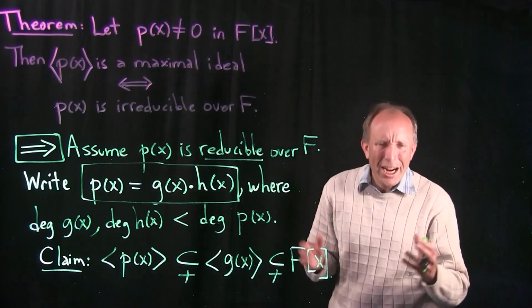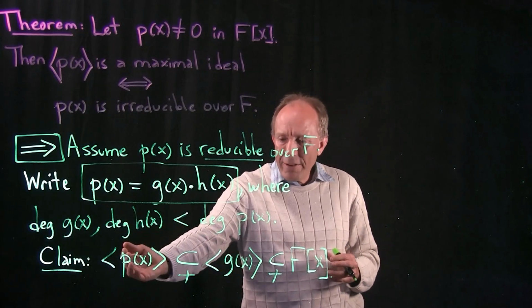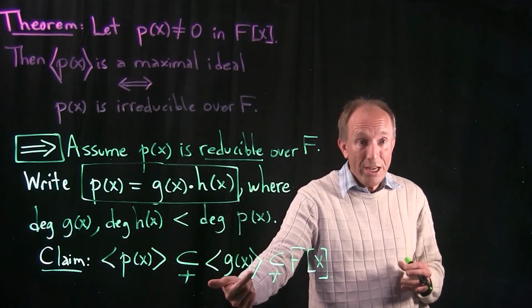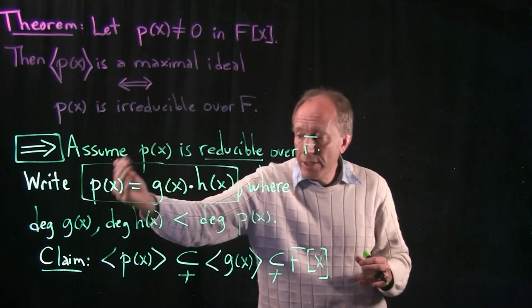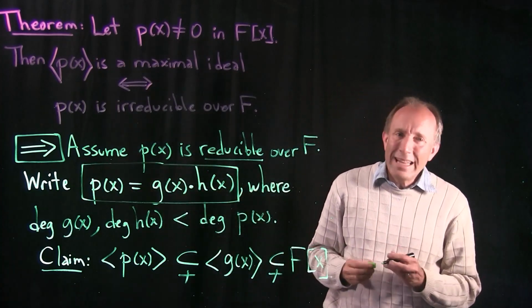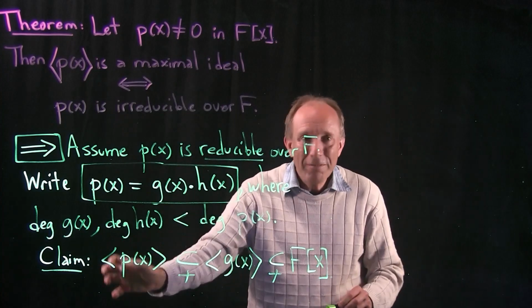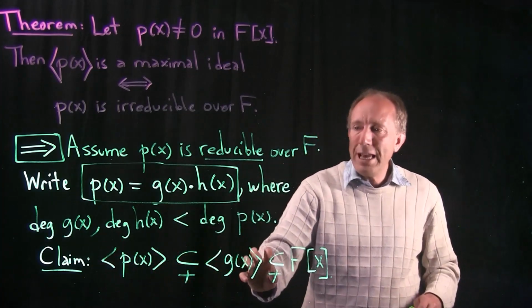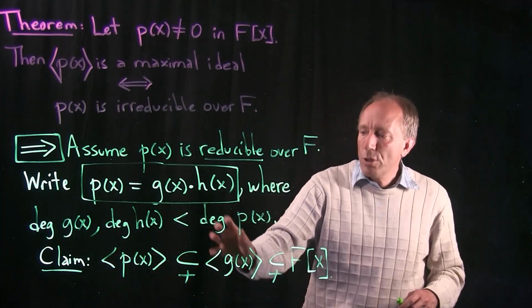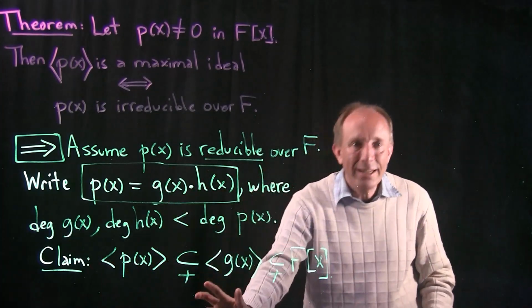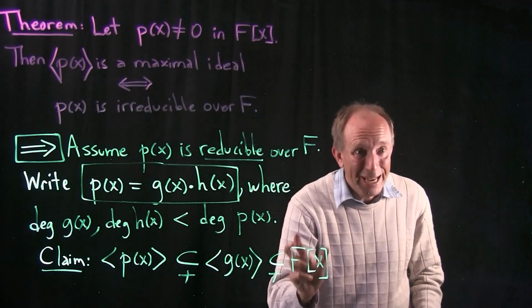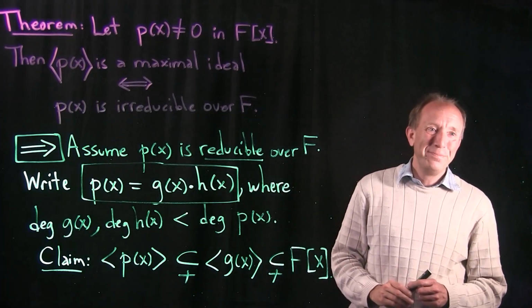There's a lot to be checked here. I first want to note that p of x is certainly a multiple of g of x. We can see that from the boxed equation. p of x is a multiple of g of x. And that means that any multiple of p of x will still be a multiple of g of x. So certainly the first ideal is a subset of the second ideal, which is a subset of the third ideal, for sure.